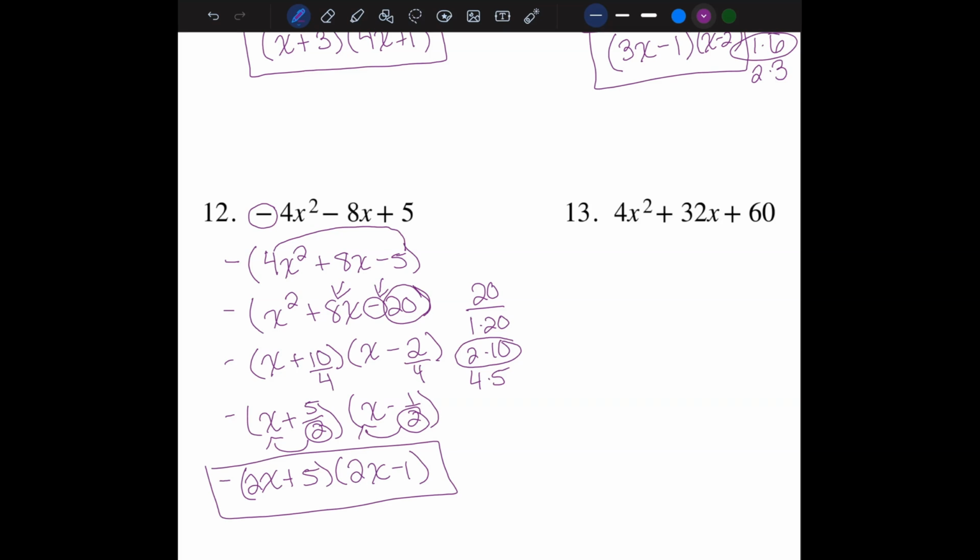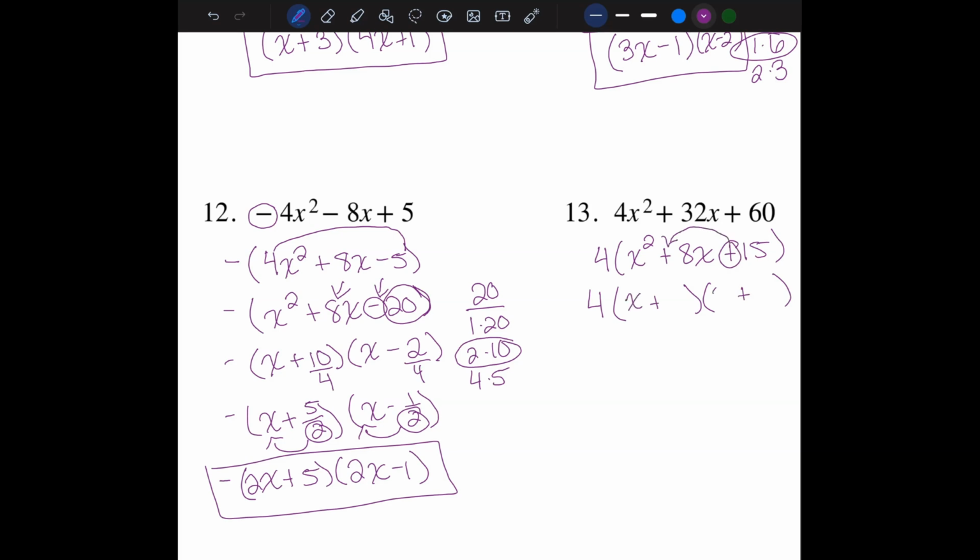Number 13 does have a common factor of 4, so I'm going to factor out 4. That gives me 4x squared divided by 4 is x squared, 32x divided by 4 is 8x, and 60 divided by 4 is 15. And now I no longer have that number in front of my x squared. So I'm just going to factor this like normal. I have two plus signs because there's a plus sign at the back. I looked up front. There's a plus sign.